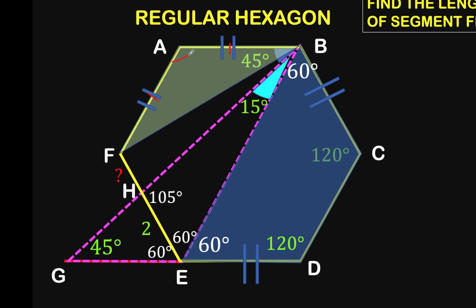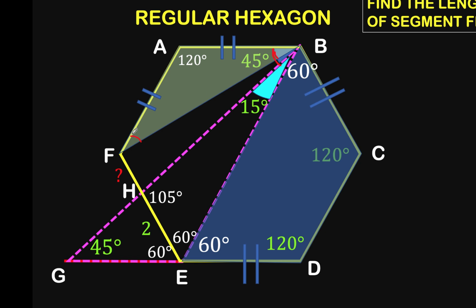Also, we know that this angle here is equal to this angle, equal to this angle, and all the other interior angles of the regular hexagon that is also equal to 120 degrees. So we have here an isosceles triangle, which means that this base angle here and the other base angle here must be equal. This 45 degrees is the measure of this bigger angle here.